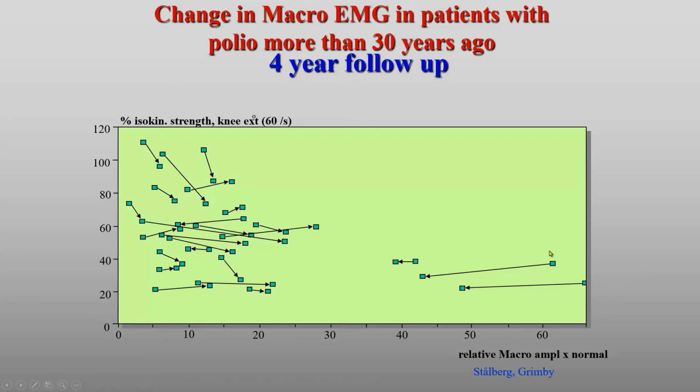And here you see the very large motor units that we saw the first time. Here is 60 times the normal. Now next time we see the patient, it is only 45 times the normal. So now when they are very big, they become smaller and smaller again.